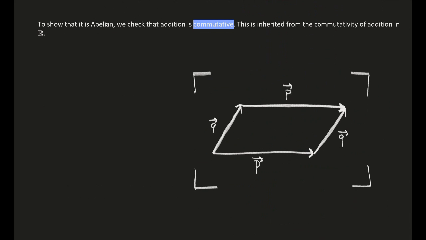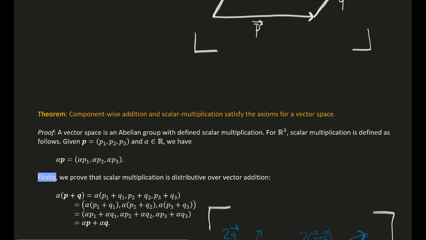To show that R3 is an abelian group, we check that addition is commutative. We won't waste your time with repeating that process, but it's naturally inherited from the commutativity of addition in R. We can picture the addition of two points, again using arrows, as looking like one half of a parallelogram. So either we start with Q and then put P to its tip, or we start with P and put Q to its tip, and either way, we'll end up at the same opposite corner of a parallelogram.